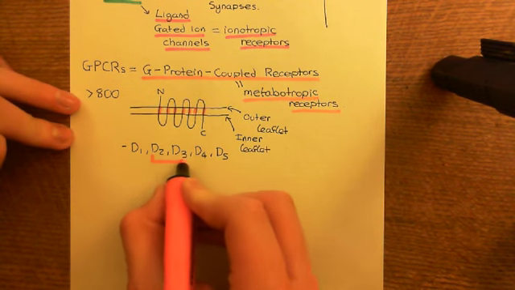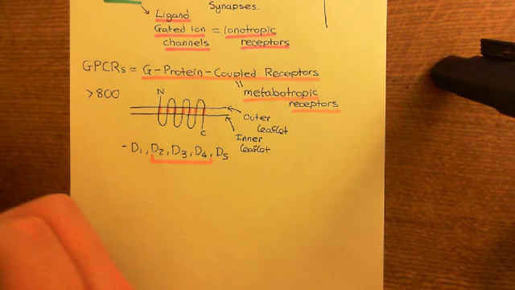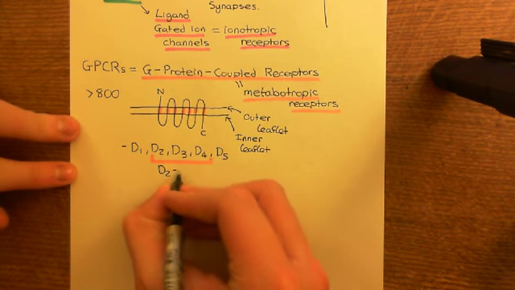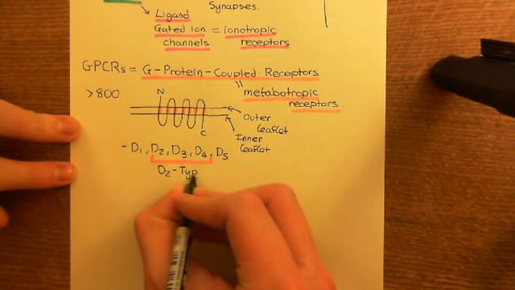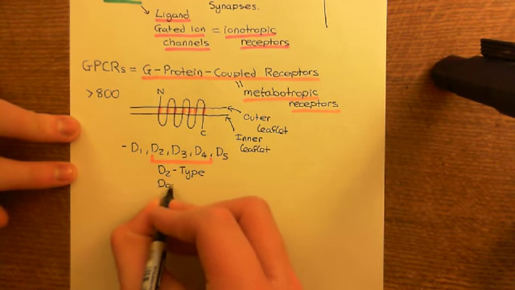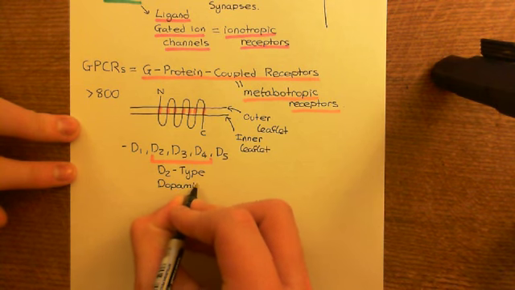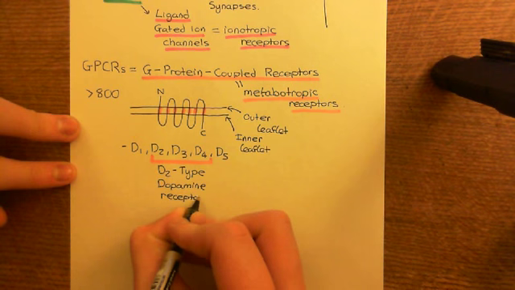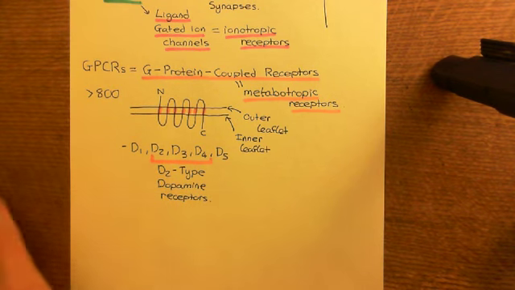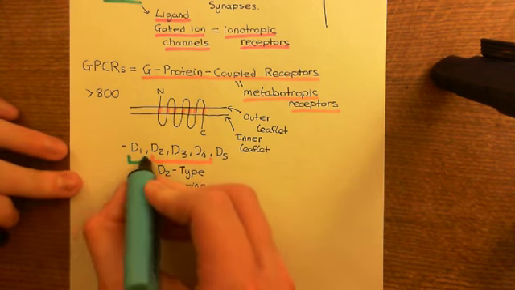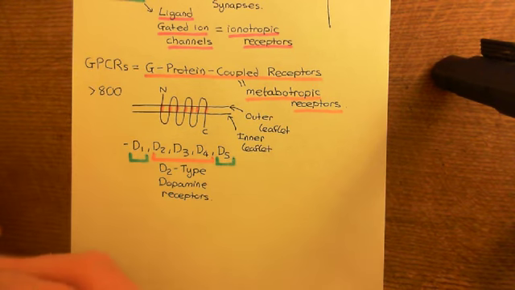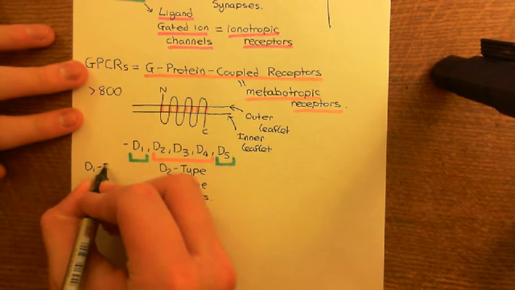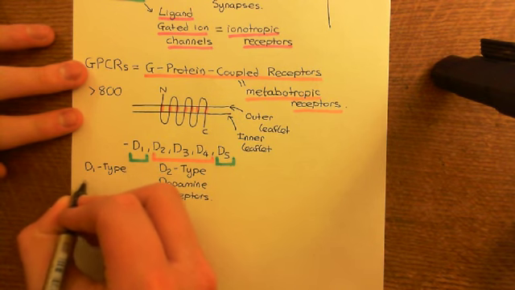Now they're grouped into 2 separate groups. D2, D3, and D4 are collectively known as the D2 type dopamine receptors, and D1 and D5 are collectively known as the D1 type dopamine receptors. Let me highlight those. D1 and D5 together in blue are known as the D1 type dopamine receptors.